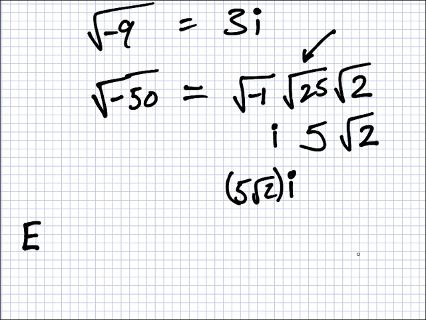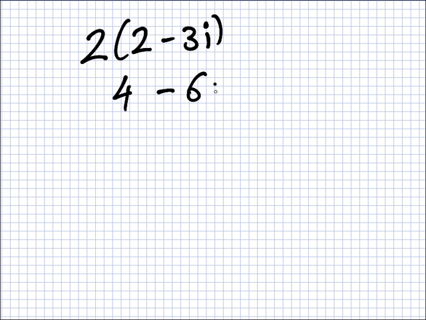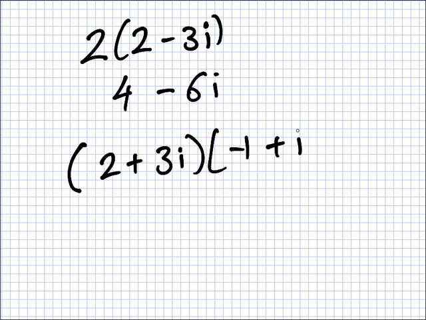Okay, next now. Multiplication rules apply as well. So you have 2 times minus 3i. So no surprise what happens here. It multiplies in like normal, so you get 4 minus 6i. So again, as usual here. Now, what about something a little bit harder? 2 plus 3i times, let's say, minus 1 plus i.